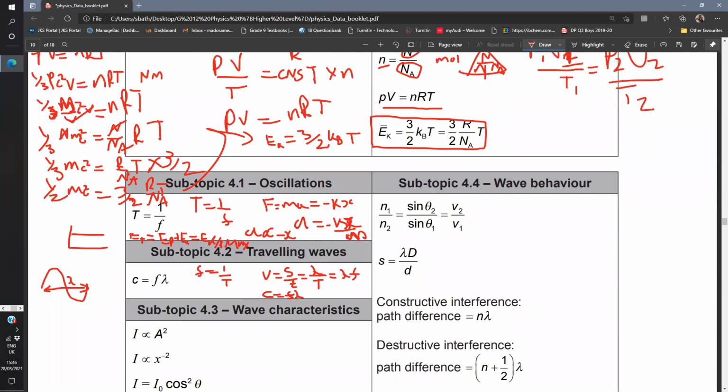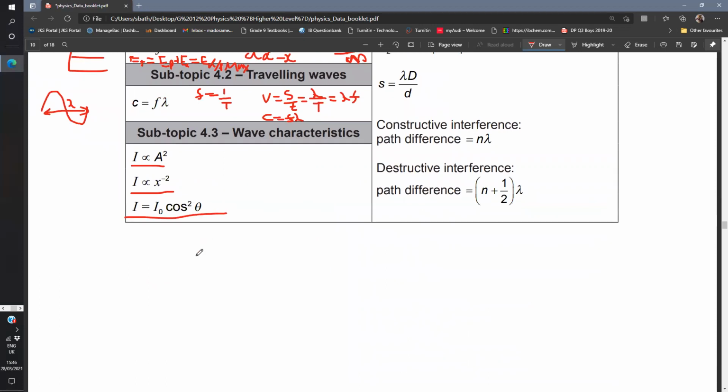Okay, and this moves us on to topic 3. So I is inversely proportional to this. I is proportional to A squared. I is proportional to x to the power minus 2, and I is equal to that. Starting off top, we know that I is equal to the power incident on an area. In this case, A is not the area, A is the amplitude.